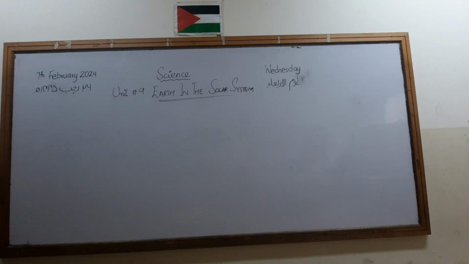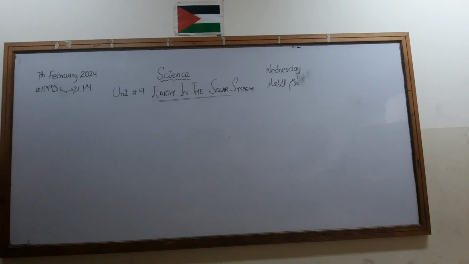Today is 7th of February 2024 and today is Wednesday. In the previous lesson, we have started our new unit number 9, Earth in the Solar System. And in that lesson, we have discussed about Sun and all the planets that are present in the solar system.